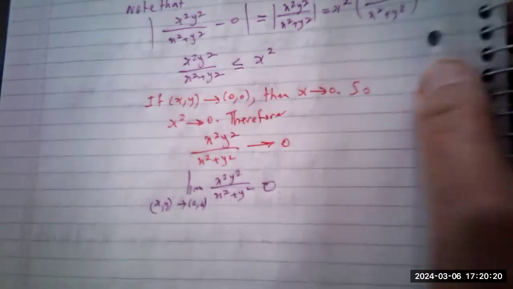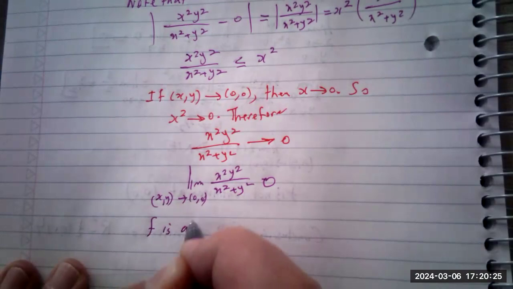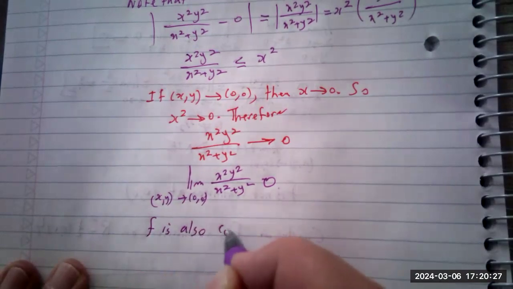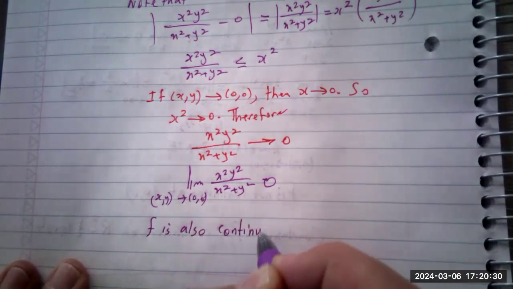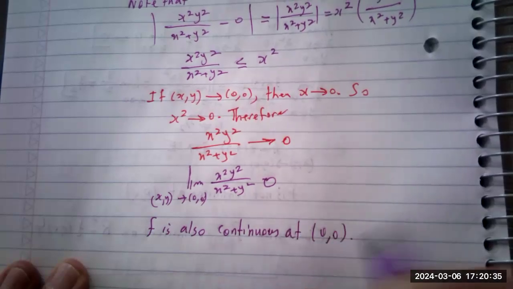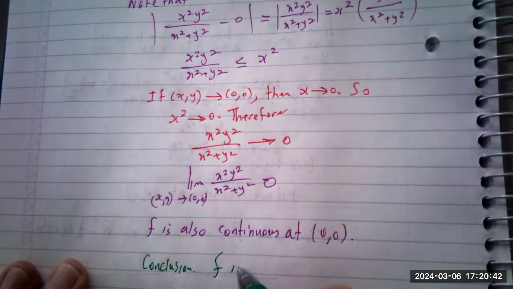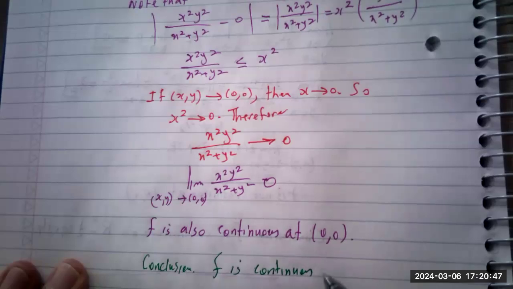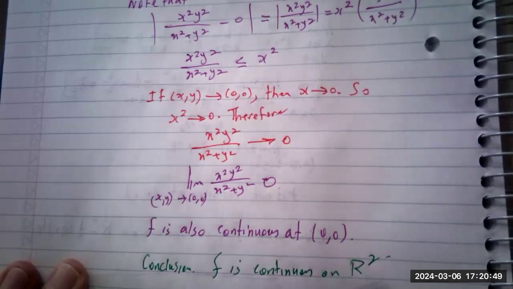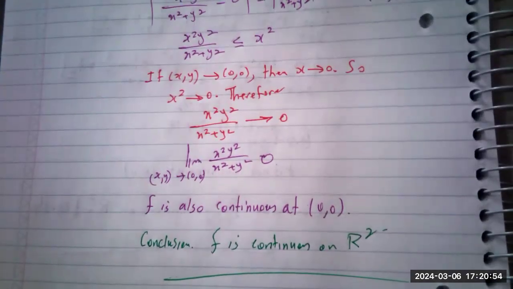So this means the function is also continuous. So f is also continuous at the origin, at (0, 0). With the conclusion, nice, the function is continuous everywhere. f is continuous on R squared. Okay, so two possibilities.